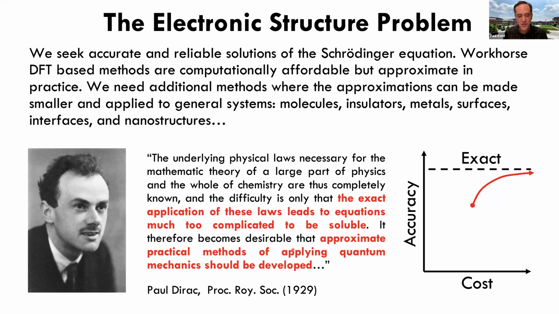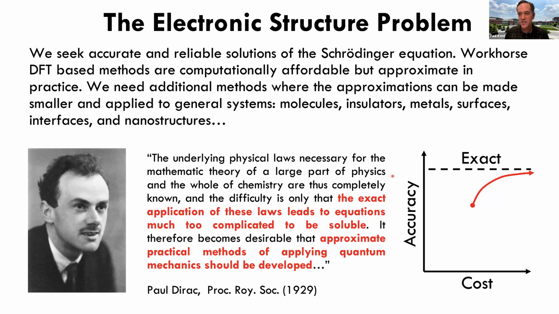And of course, this was noted by Paul Dirac, one of the fathers of quantum mechanics, about, what, 96 years ago now, where he noted that the necessary laws and equations for a lot of physics, and he claimed the whole of chemistry were known. And the problem, of course, was then solving these equations, and called for the development of approximate practical methods for solving the Schrödinger equation, and I guess also the Dirac equation.